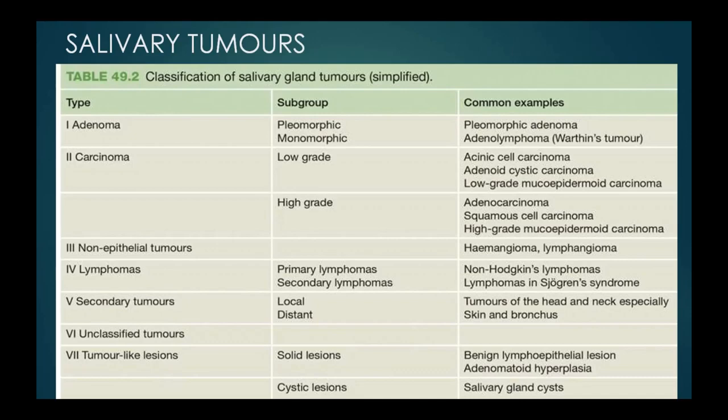Then coming to lymphomas, there is primary lymphoma and secondary lymphoma. Primary lymphomas are non-Hodgkin's lymphoma. Secondary lymphomas are lymphomas in Sjogren syndrome. Then secondary tumors or metastasis can occur in salivary glands. They are local or distant. Usually tumors of the head and neck, especially skin and bronchus, metastasize into salivary glands. Then unclassified tumors, then tumor-like lesions. Tumor-like lesions can again be classified into solid lesions and cystic lesions. Solid lesions are benign lymphoepithelial lesion and adenomatoid hyperplasia. Then cystic lesions are salivary gland cysts.